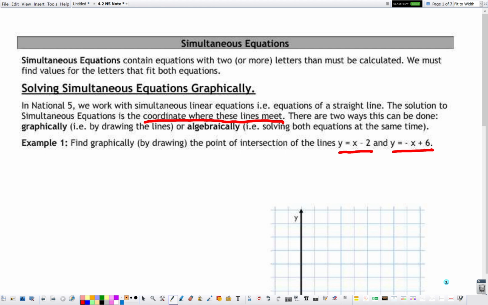Okay, so there are two ways that we can do this. The first way is to do it graphically, which is by actually drawing the lines and then just looking at where they cross over. And you can do it algebraically. The graphic method we're going to do first, which is really just to show you how this all works and what our aim is here, which is to find the coordinates where they meet. But going forward we will be using the algebraic method most often.